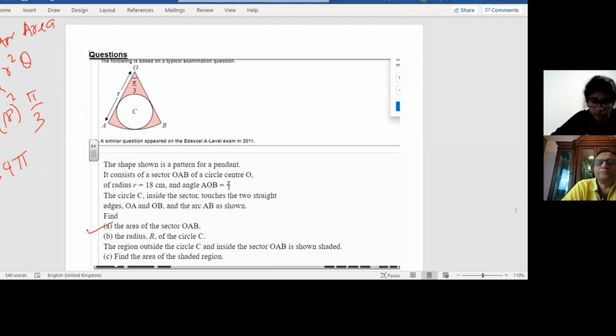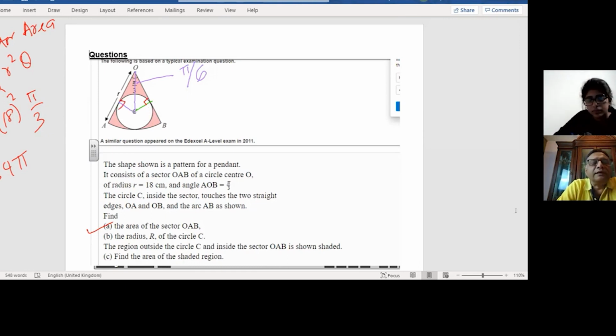What is part B? You want to find the radius, capital R, of the circle C. So let's say this is your radius. This is what you need to find. You can do a bit of construction: join O with C. When you join O with C, this angle will be half of pi by 3, which is pi by 6. Because these triangles are both right angle triangles, since tangent and radius are at right angle. Is that clear to you? Yeah.